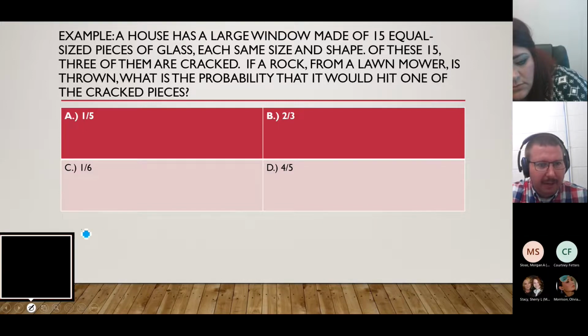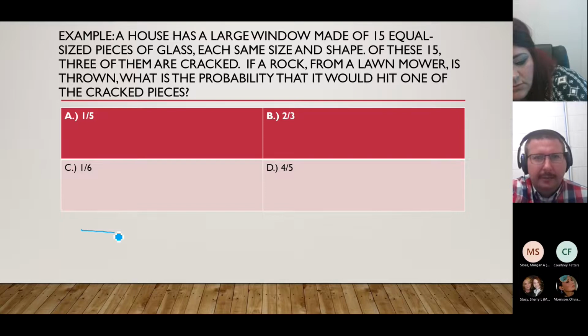So we know it's going to be a fraction, because probability is always going to be a fraction. And we want to hit a cracked window. So how many windows are cracked? 3 of them. 3 of them are already cracked. We want to hit a cracked window.